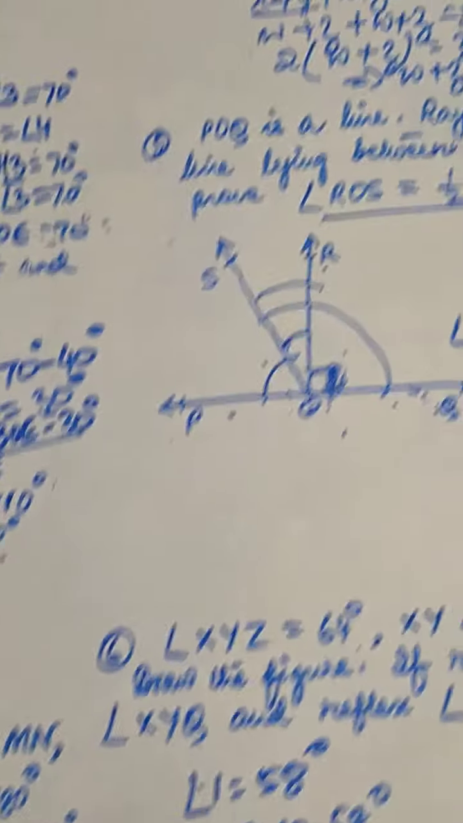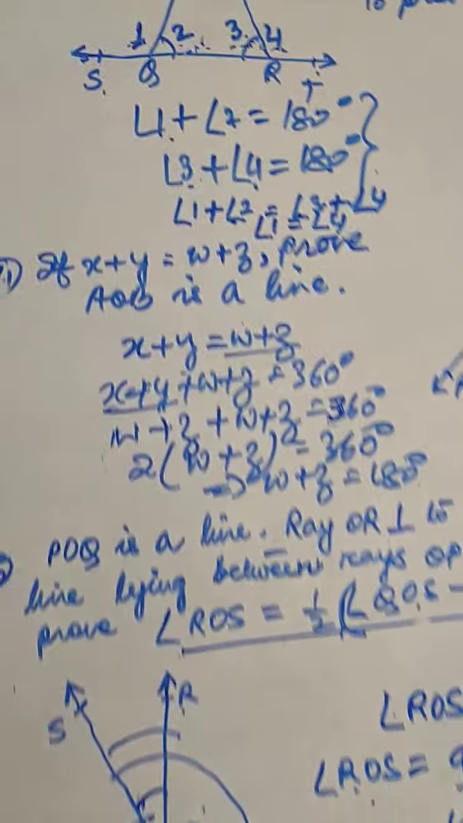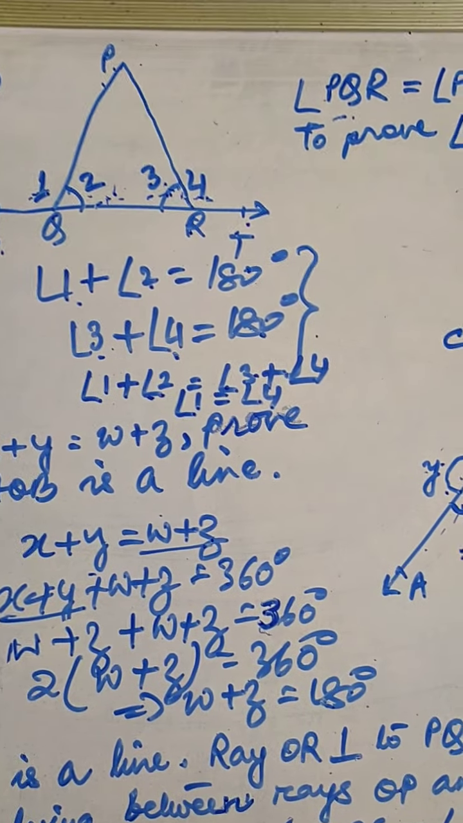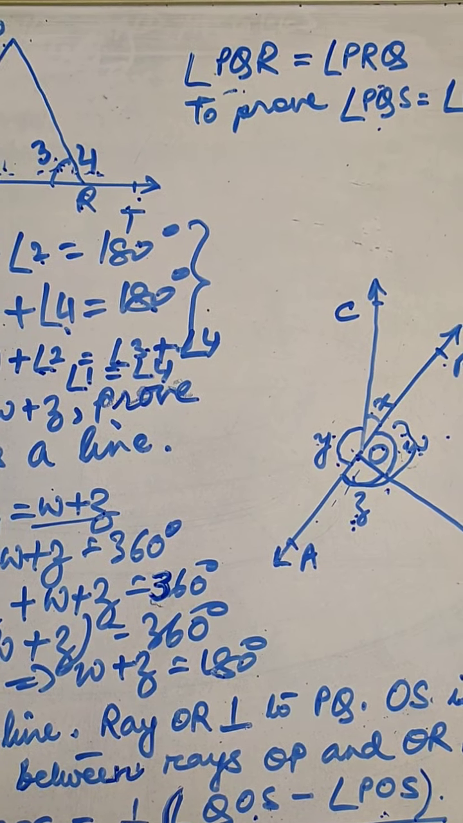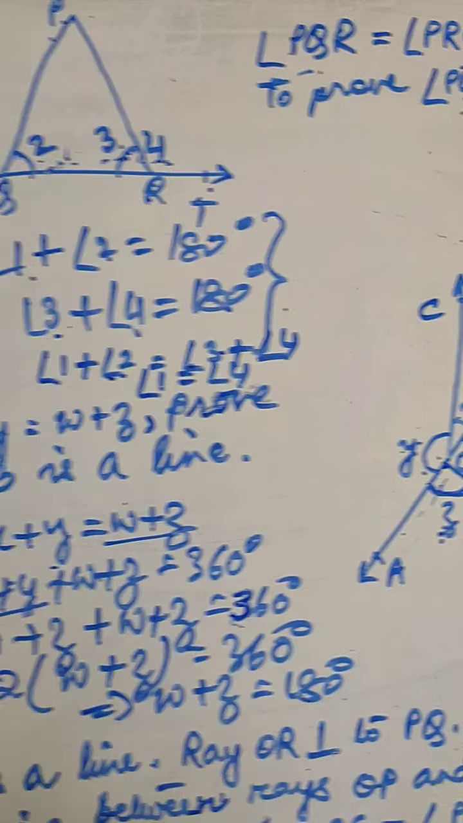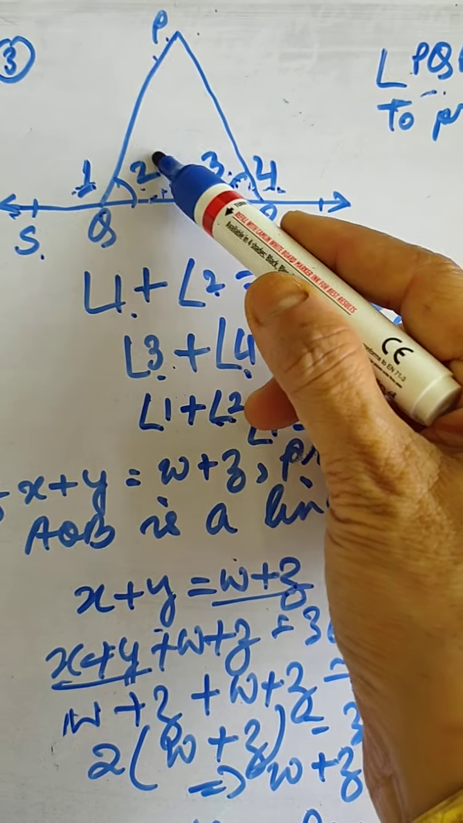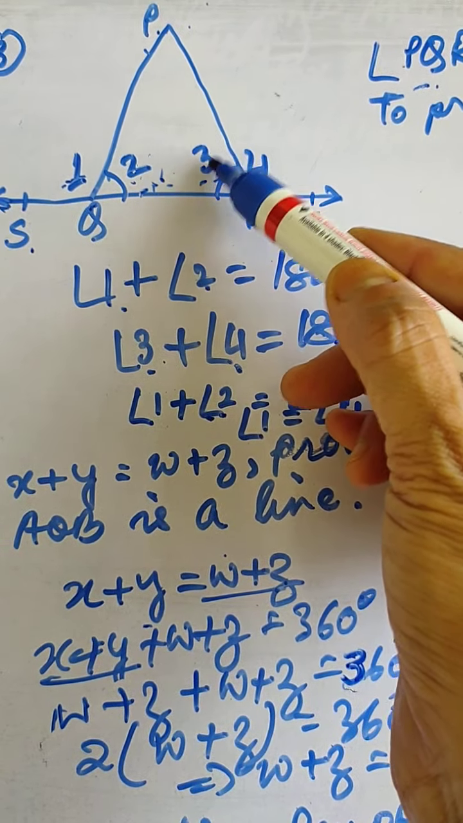Let us now see question number 3. So in question number 3, it has been given angle PQR equal to angle PRQ. That means these two angles, PQR equal to PRQ.